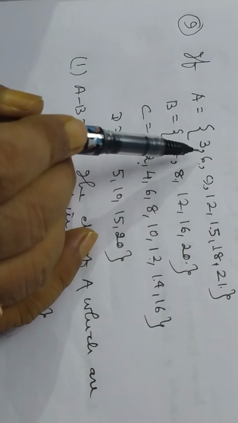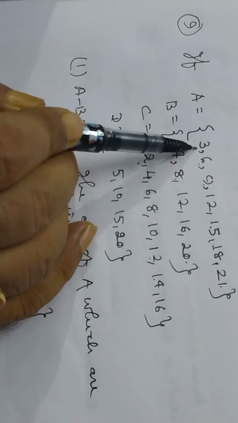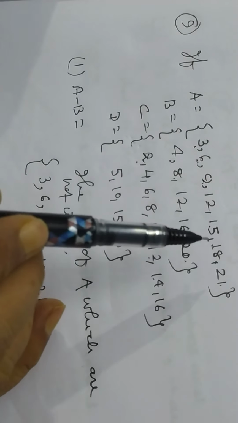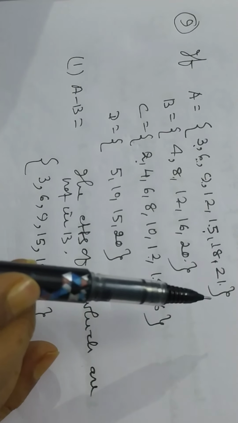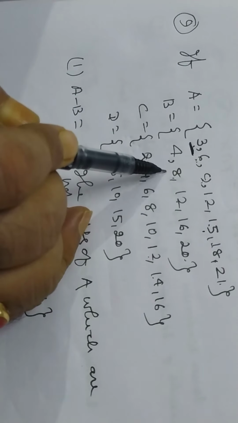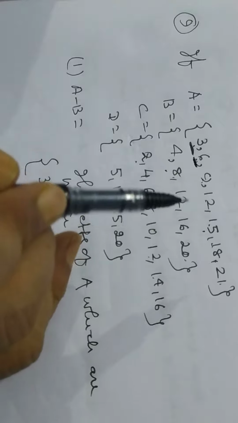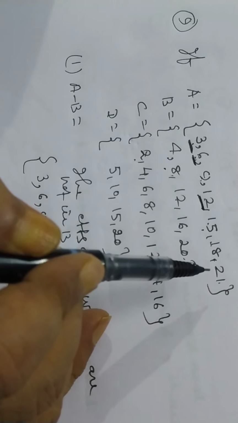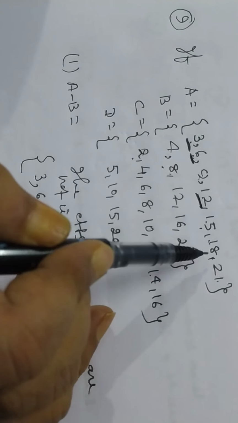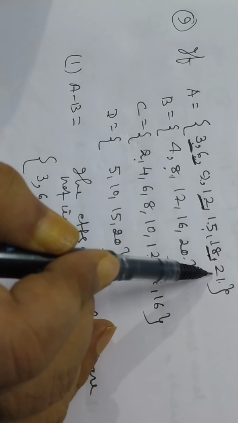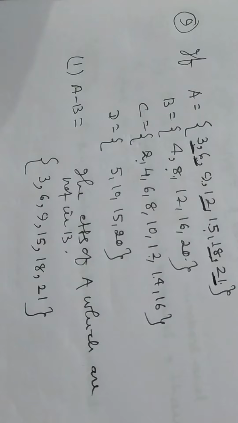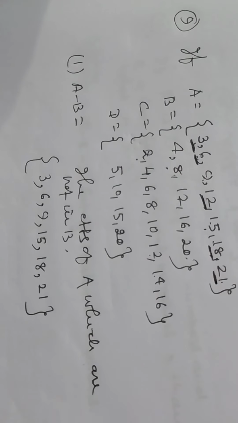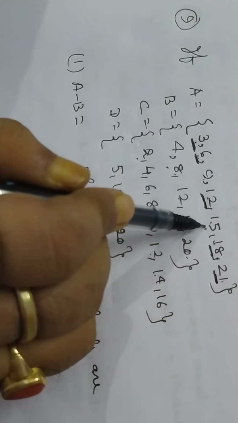The elements of A which are not in B are 3, 6, 9, 15, 18, 21. 3 is not present in B. 6 is not present in B. Try to understand. 12 is present in B. 18 is not present in B. And 21 is not present in B. So A minus B is 3, 6, 9, 15, 18, 21.